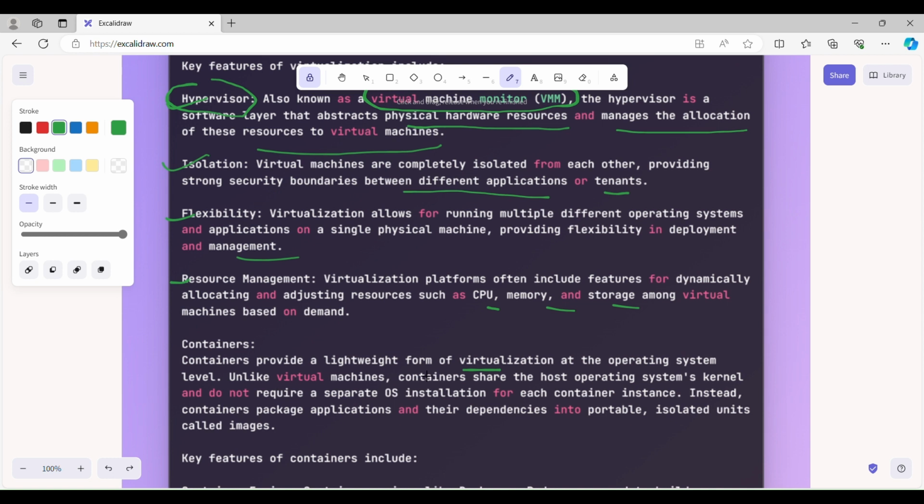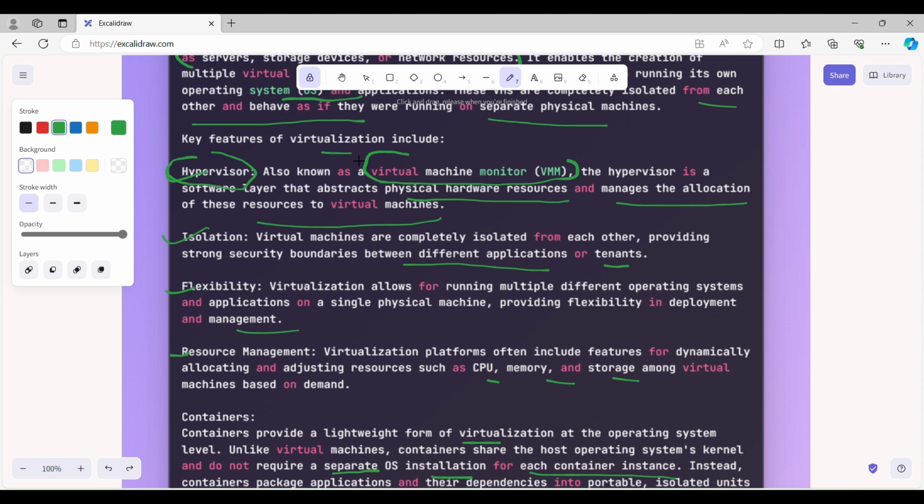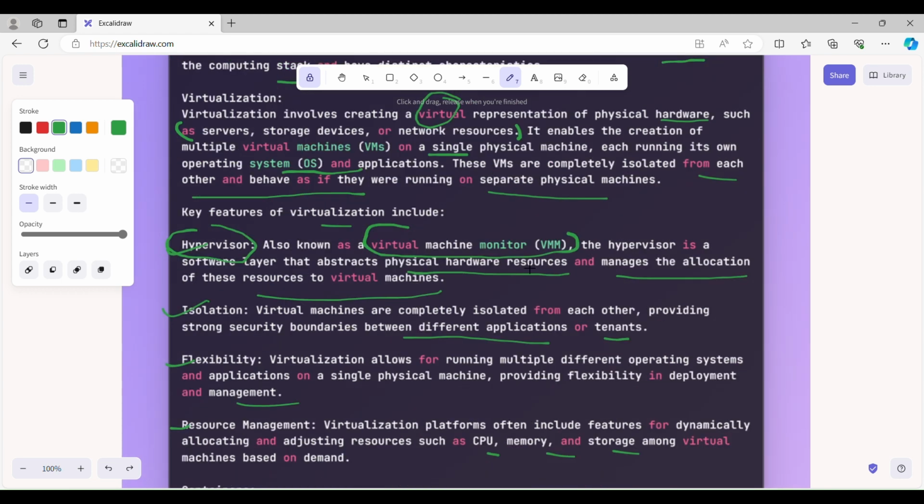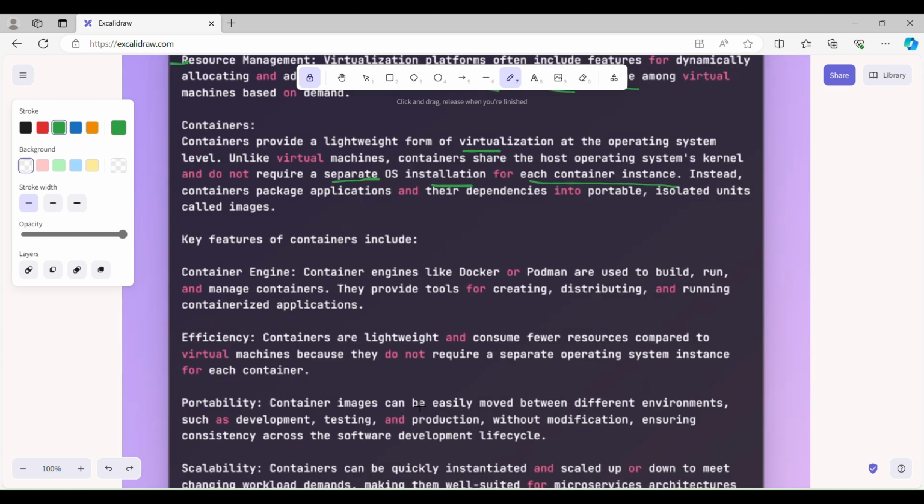Here is the reason. Unlike virtual machines, containers share the host operating system kernel and do not require a separate operating system installation for each container instance. But in the case of virtual machines, like HVD or VMware, we need a separate operating system. In the case of containers we don't require all these things.